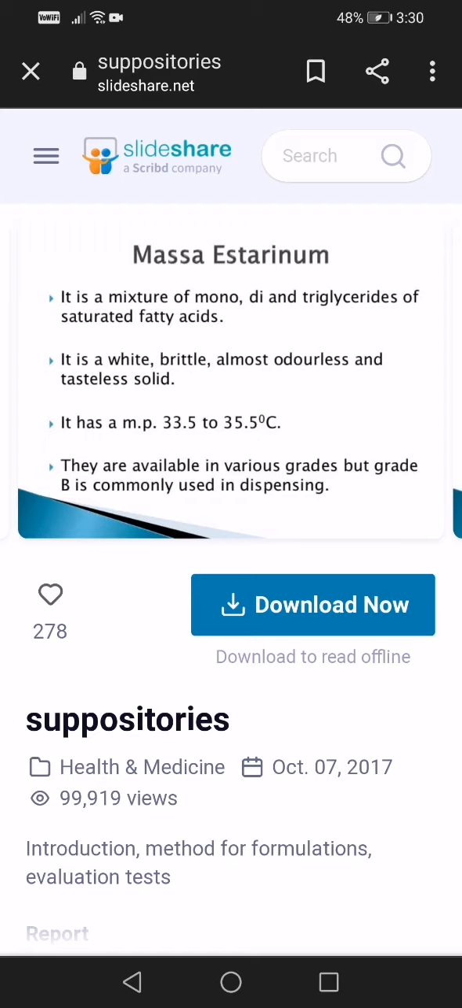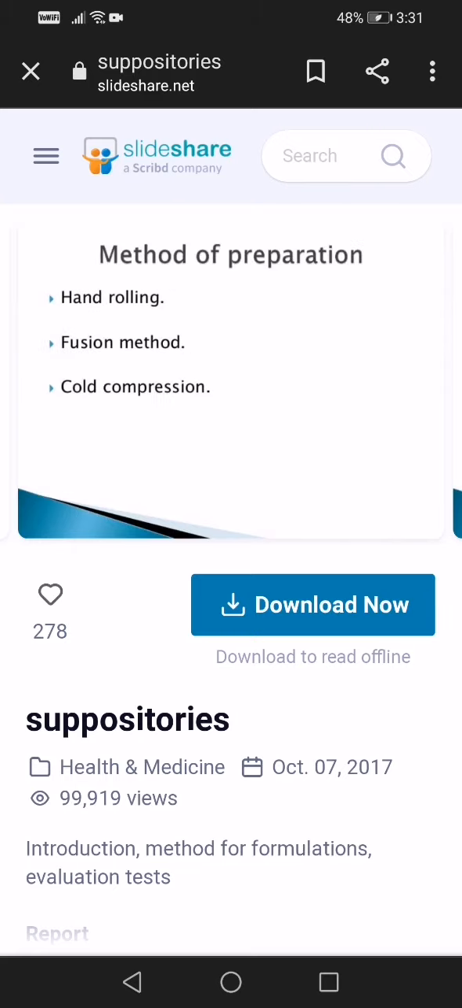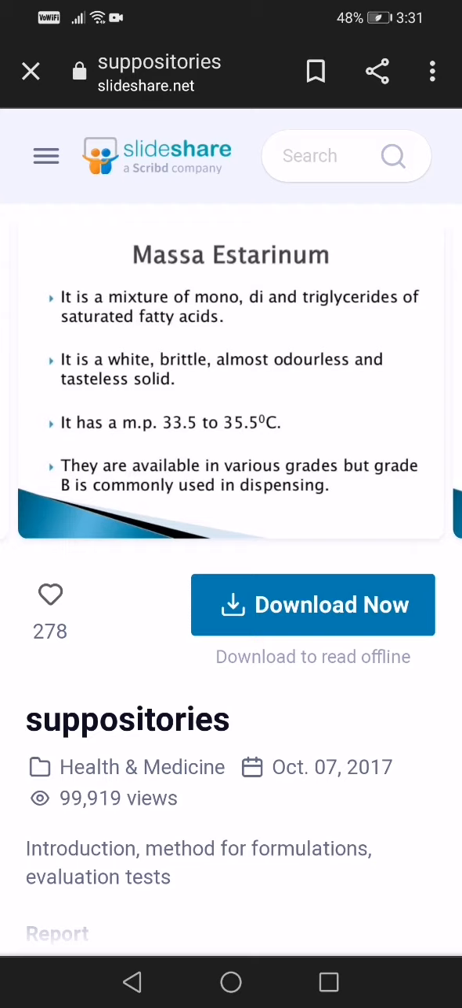of saturated fatty acids. It is white colored, brittle, almost odorless and tasteless, and the melting point is around 33.5 to 35.5 degrees centigrade. They are available in various grades, but grade B is commonly used in the methods of preparation. And these are some of the bases which you are going to see.